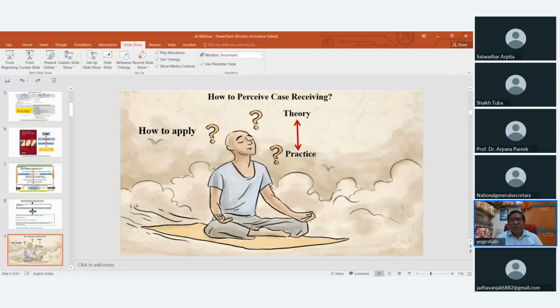So the application part of theory into practice, that is a challenging thing, because when we say that this is possible, that is possible, we need practice of evidences. So how to perceive case receiving? The topic that we have selected is importance of case reports.